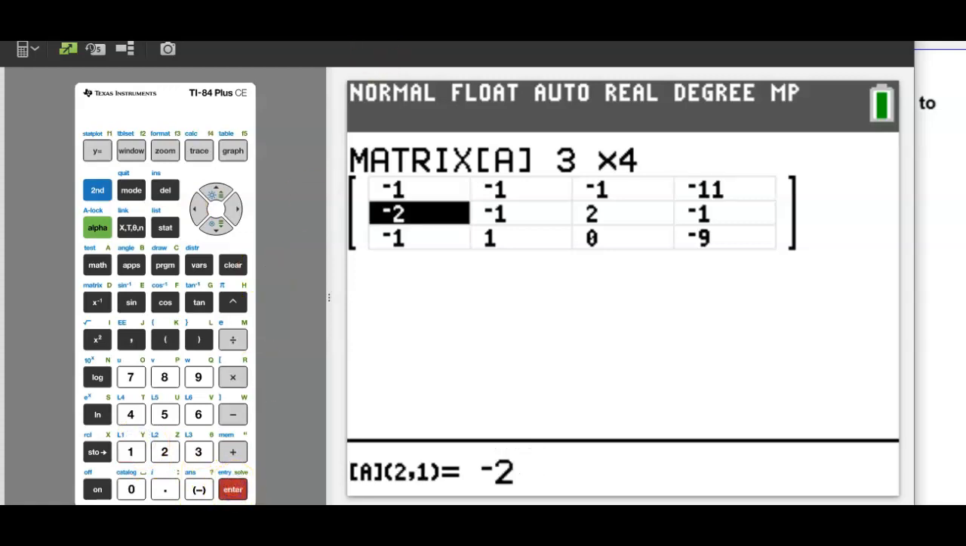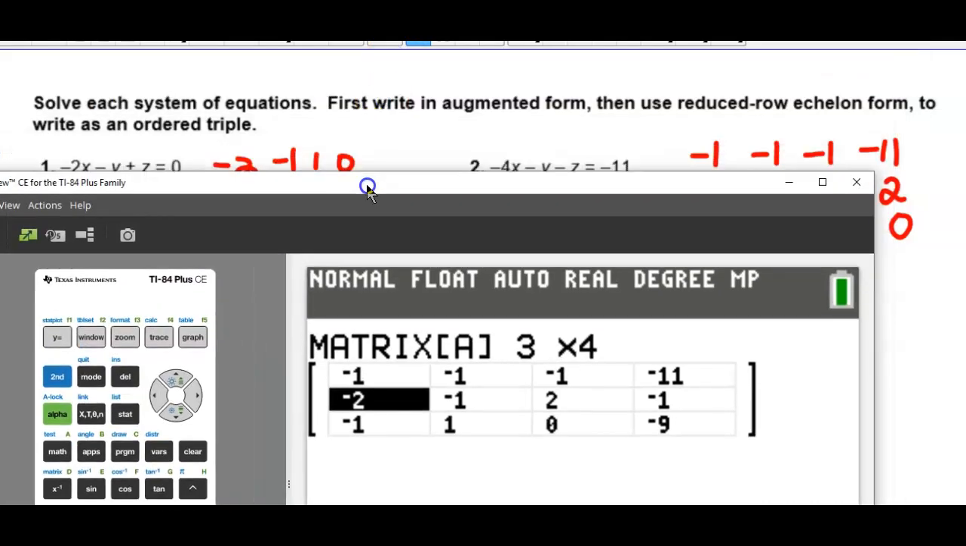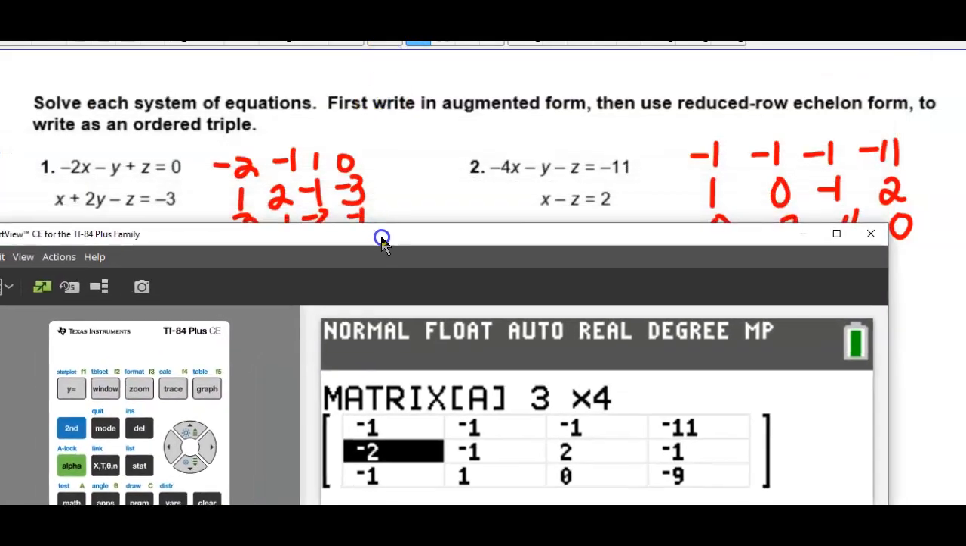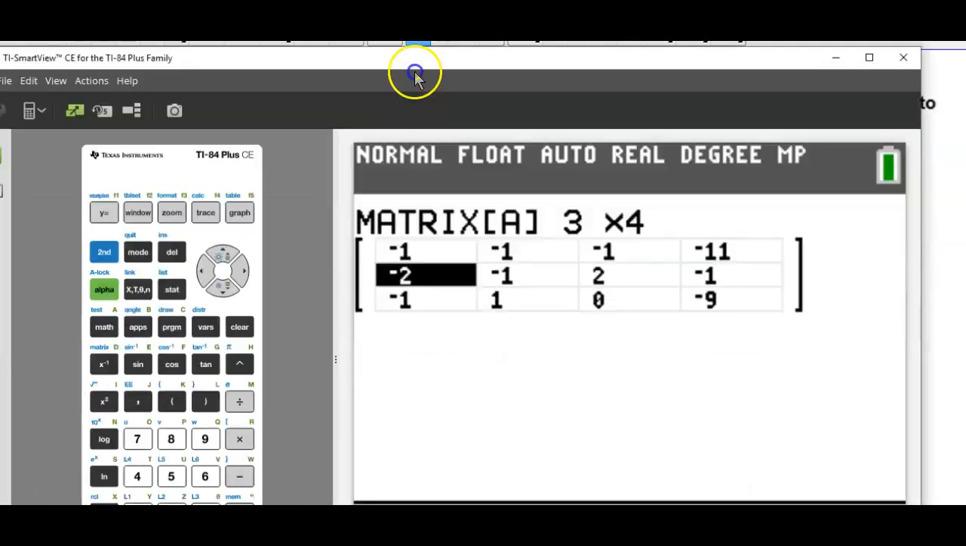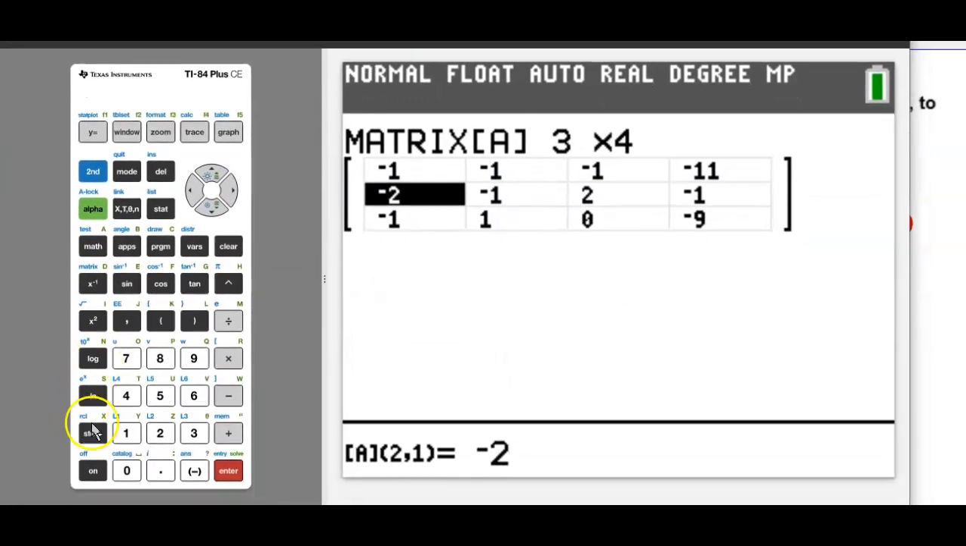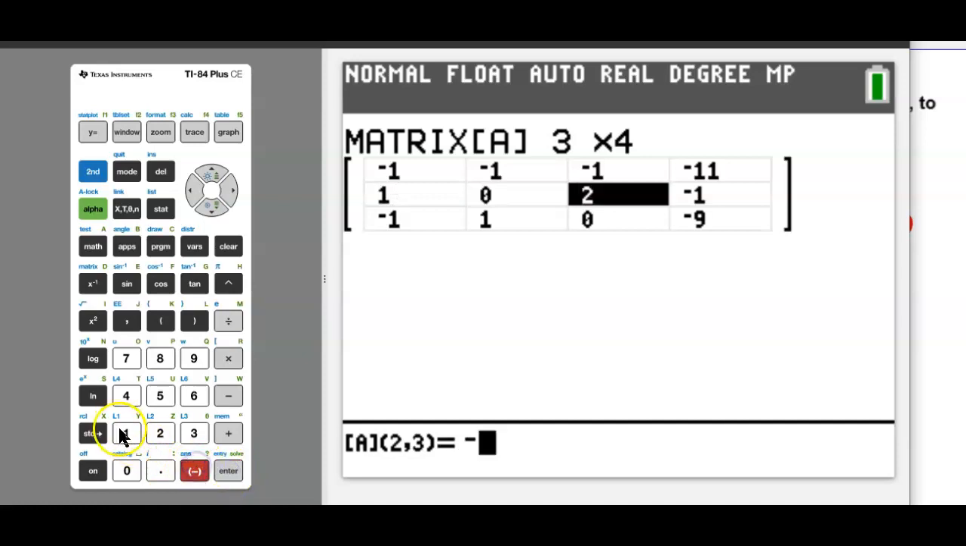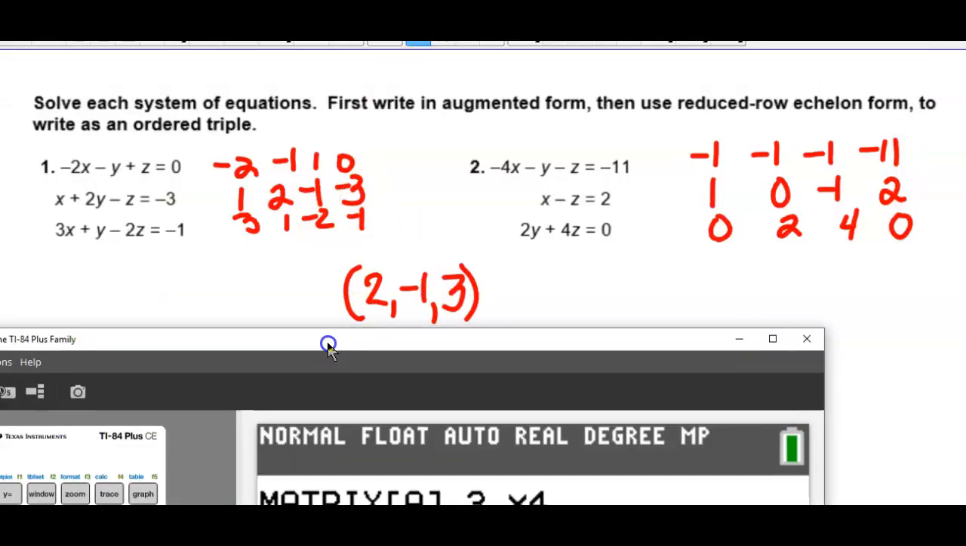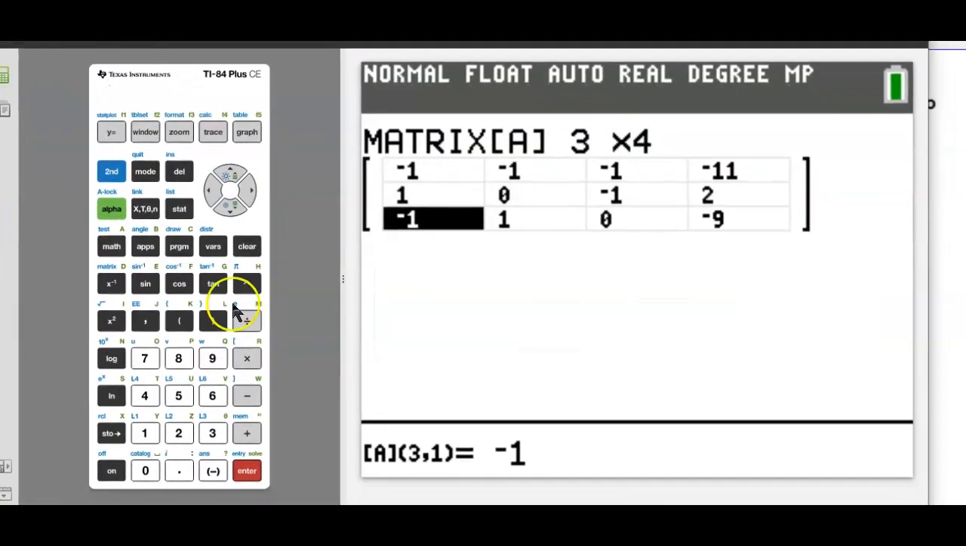Which you actually could enter as 1, 1, 1, 11. Because remember, you can always multiply through by anything. But 1, 0, -1, 2. 1, 0, -1, 2. 0, 2, 4, 0.